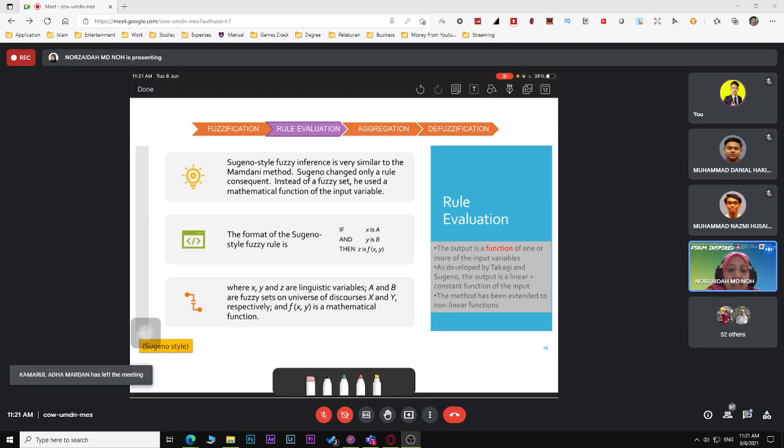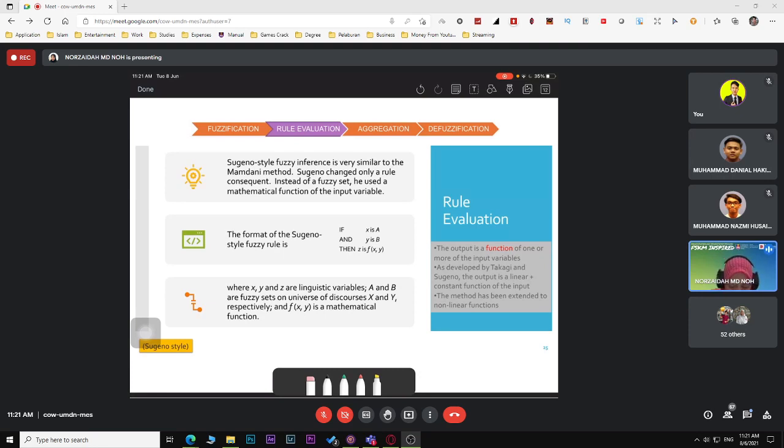Sometimes dia akan guna some function, sometimes dia gunakan constant. Kalau constant dia akan dapat value terus. Kalau function you kena kira lah, masukkan nilai x dan y. It depends. Kadang-kadang ada masalah digunakan mathematical function for the output, and sometimes digunakan a spike in the graph. Okay, so you can get any form of it. Tapi cara dia ialah you just darabkan nanti value dia dengan dia punya degree of membership.